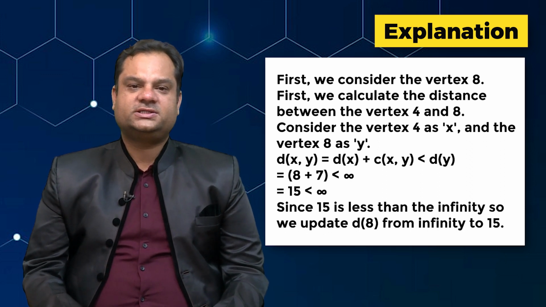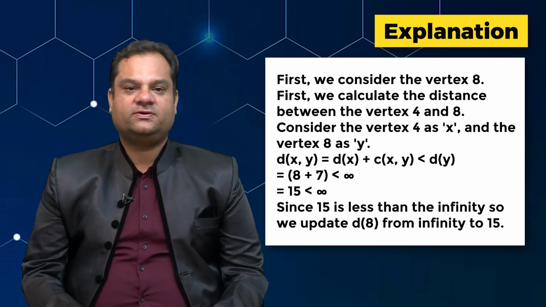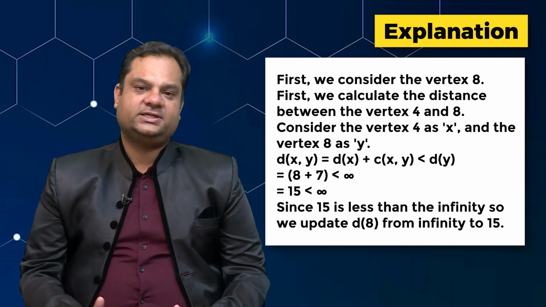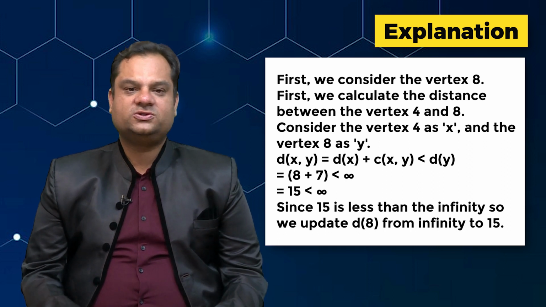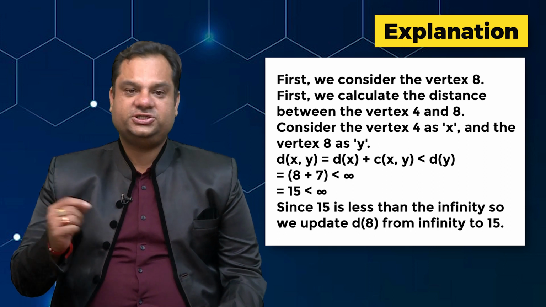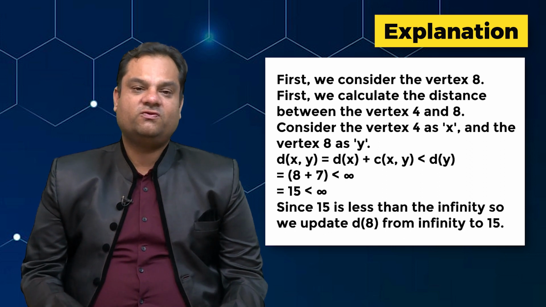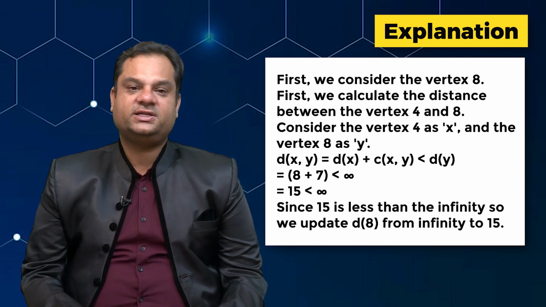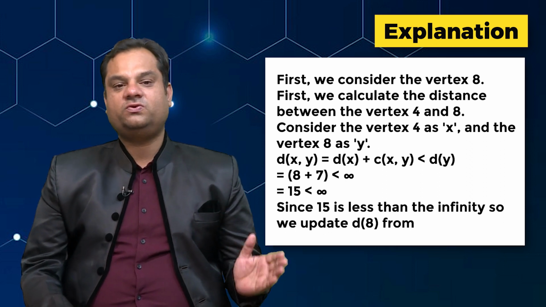First we calculate the distance between vertex 4 and 8. Consider vertex 4 as x and vertex 8 as y. Again with the help of the same formula, d of x plus c of xy, we put in all the values: d of x is 8, c of xy is 7, and d of y is infinity. Initially the distance weight of node 8 is infinity. So, the new value is 15, and since 15 is less than infinity, we update d of 8 from infinity to 15.